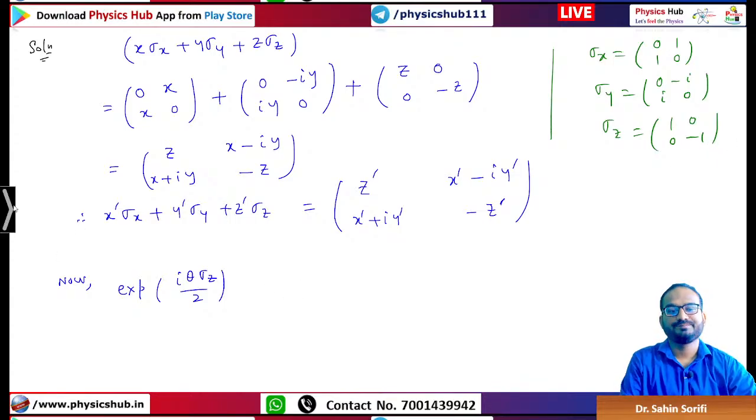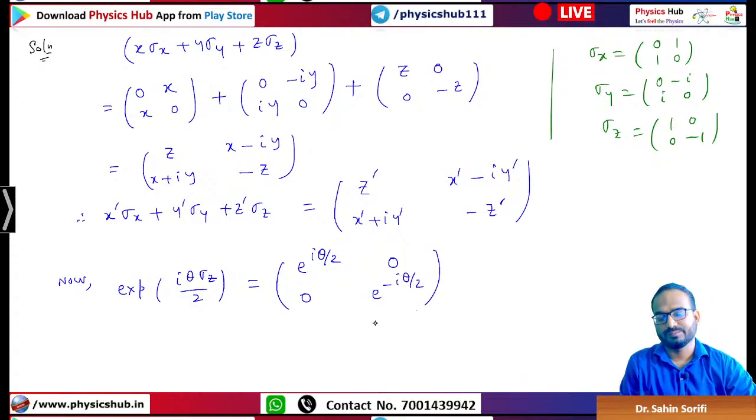So this will become 1 is there, e to the power i theta by 2 is multiplied with sigma z. So each component will be multiplied by e to the power i theta by 2. So e to the power i theta by 2, this will be 0, 0 into e to the power i theta by 2, 0 into e to the power i theta by 2, and here it is e to the power minus i theta by 2.